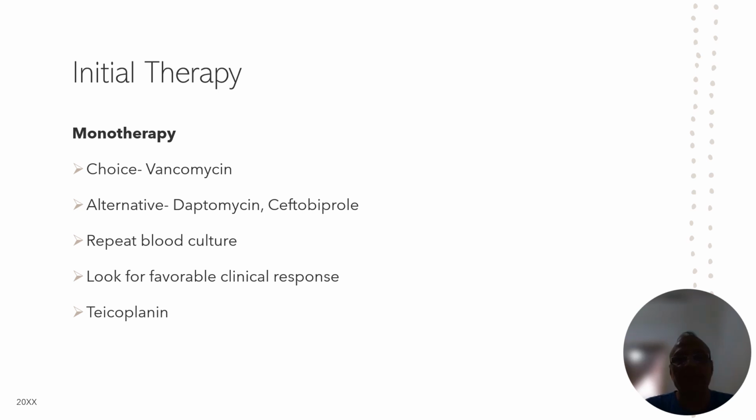Persistent bacteremia, meaning persistence of blood culture positivity after 48 to 72 hours of initiation of treatment, has been associated with increased morbidity and mortality. Failure to clear bacteremia within 48 to 72 hours after initiation of therapy should prompt further evaluation. A favorable clinical response to initial treatment includes clearance of bacteremia within 48 to 72 hours, resolution of fever, and improvement in the clinical manifestations.